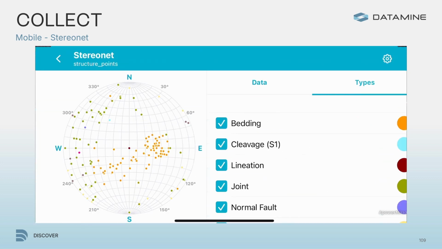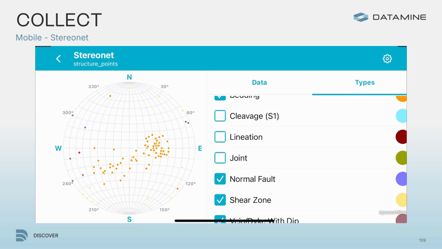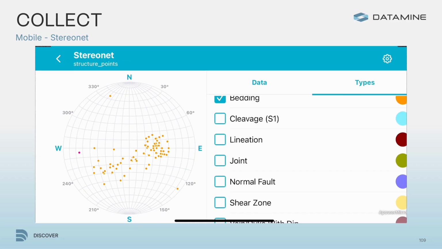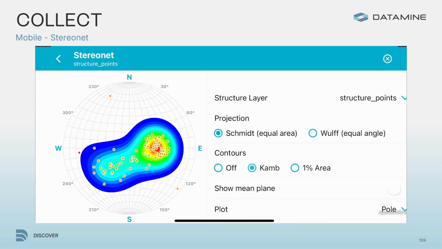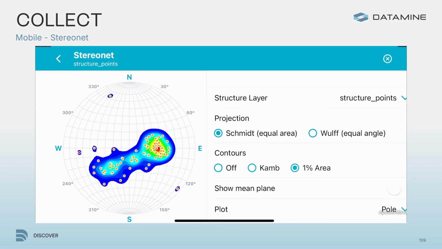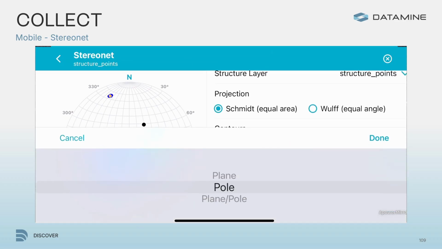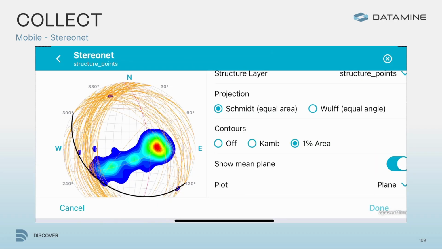We've got a stereonet function. So you can filter out the different things you've done, and then you can get contours on it, either CAM or 1% area. You can do all this out in the field. You can show a mean plane as a pole or a plane. You can show your planes online. So you can get an idea out in the field structurally of what's going on while you're mapping.